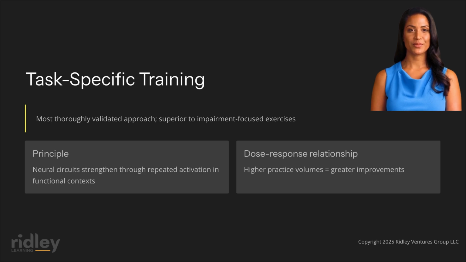Constraint-induced movement therapy represents a structured task-specific approach that combines intensive practice of the affected upper extremity with restraint of the less affected arm to prevent compensatory strategies and promote neural reorganization supporting affected limb function. While the original constraint-induced movement therapy protocol required intensive therapy over consecutive days with extended restraint periods, modified versions providing similar therapeutic principles with more feasible delivery schedules have demonstrated effectiveness in clinical practice settings.